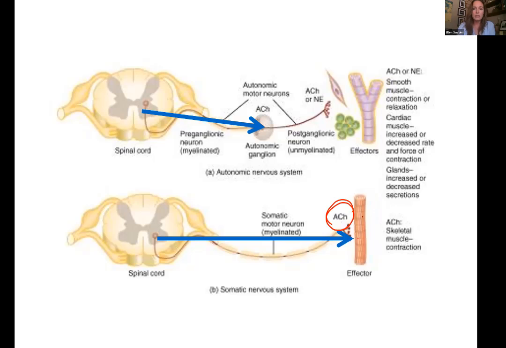I have both of these in the same color because the preganglionic neuron on the autonomic nervous system, I have them both in blue because I want you to realize they are both actually releasing acetylcholine. The postganglionic neuron is what's going to then go to the effector, whether it's in this case a trachea to cause constriction, or smooth muscle or glands. Sometimes it might release acetylcholine or sometimes it might release norepinephrine. It depends on which nerve. So these neurotransmitters are going to be important.